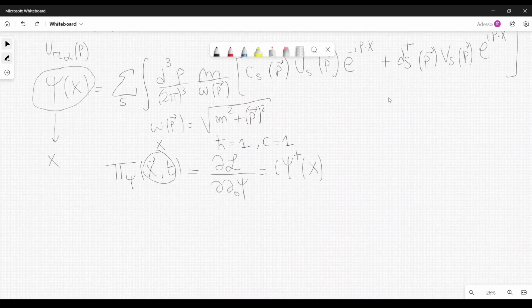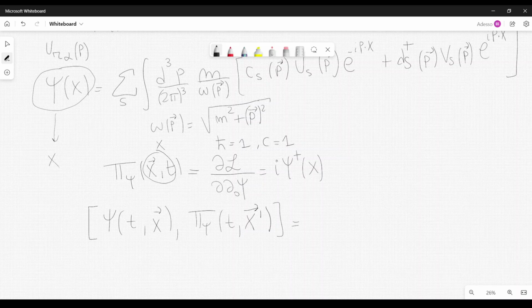And remember that in quantum mechanics we had something like this. We had a commutation relation between position, which in this case we have to consider as psi of t, x, and momentum. In this case we have to put the momentum density here, pi psi of t, at the same time t, and then here we have a different x, so I can put x prime, and this will be equal to i, the complex unit, times delta of x minus x prime.